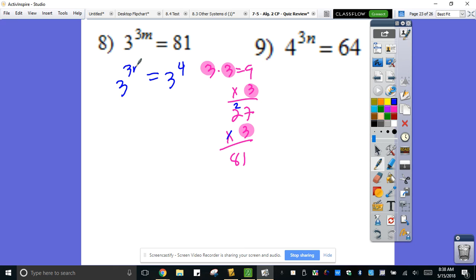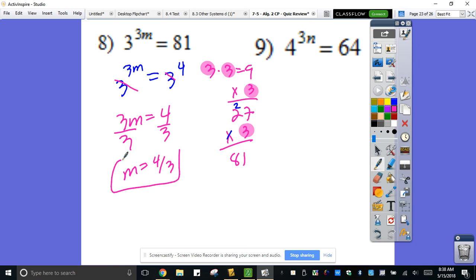And this is 3m. You notice that they have the same base now. So I can eliminate this and have 3m equals 4 divided by 3, divided by 3. m is equal to 4 thirds.